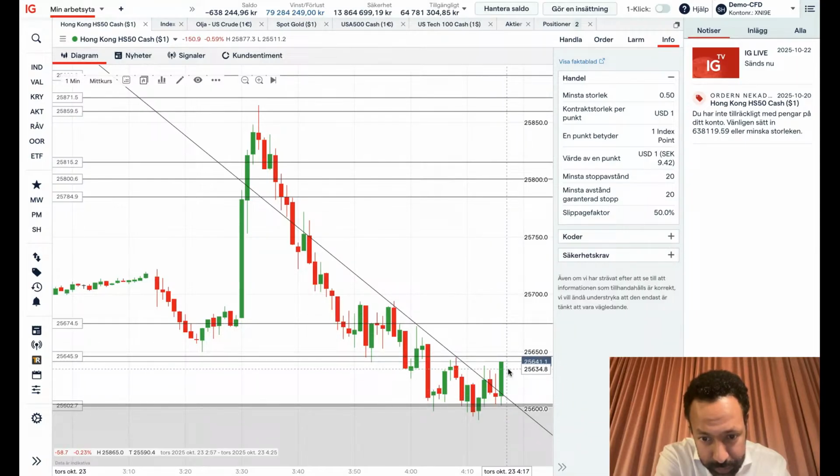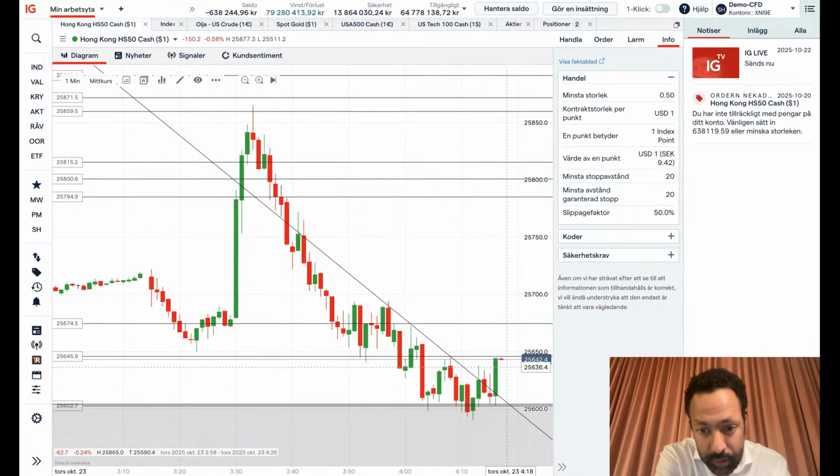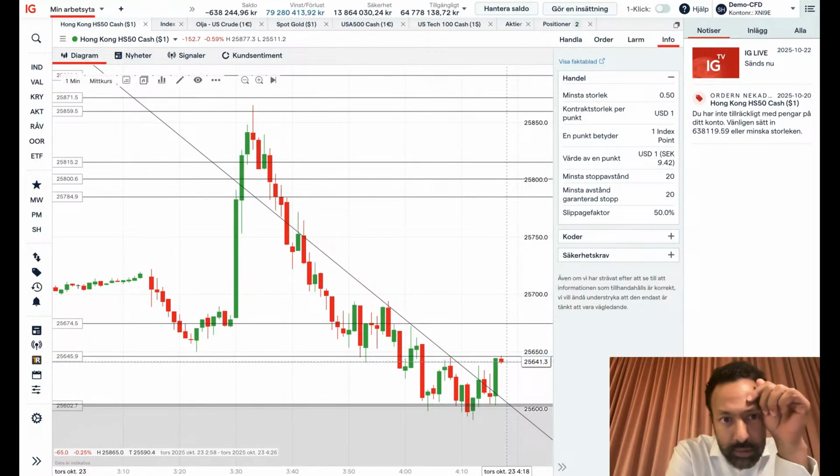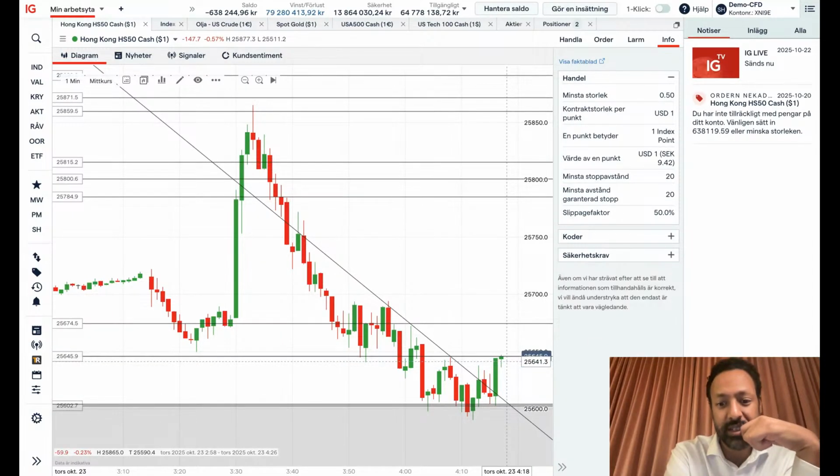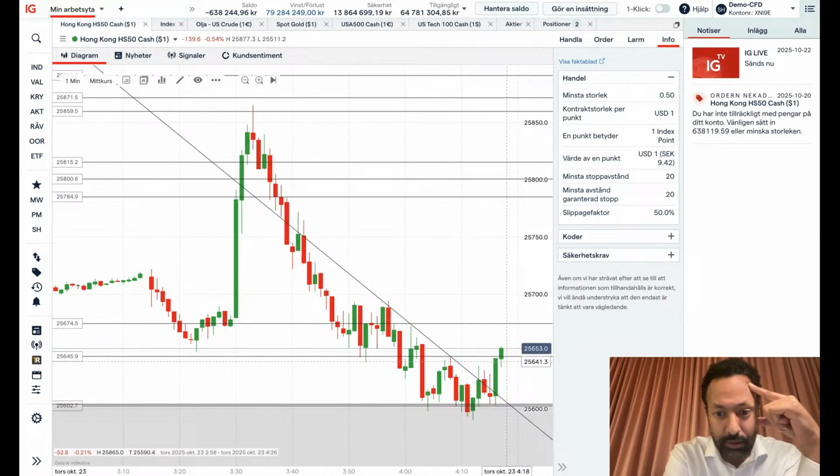Long, broke that range. Still long. It can be, so I can exit. I think it's gonna come down again. Short from 60. I'm out at 55 long.